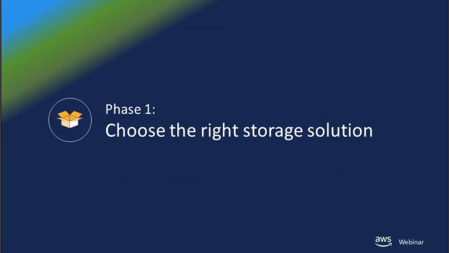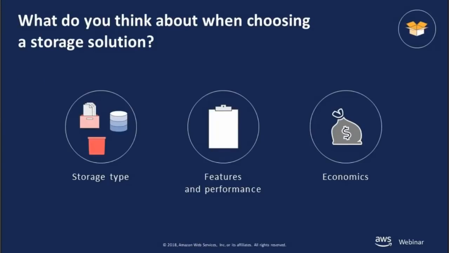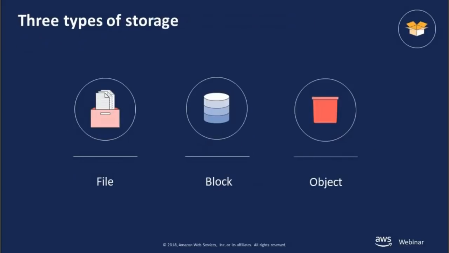So first we want to unveil Amazon EFS to you. So remember, when you're thinking about storage, you typically think about these three attributes when choosing a storage platform. You want to identify what the storage type is. You also want to identify some of the features and performance of that storage type. And then definitely economics plays an important role.